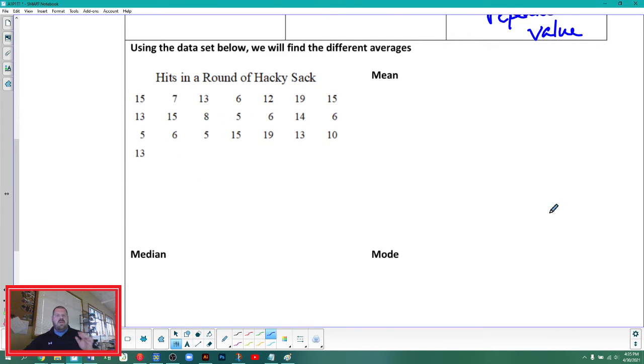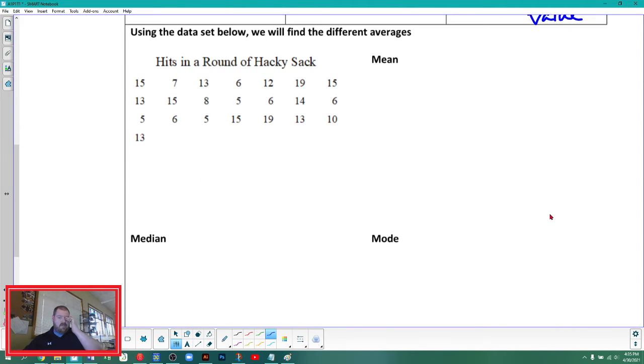All right, so for this first data set, I want to find the different averages. I want to find the mean, the median, and the mode. We have a big set of numbers. It might help to know exactly how many numbers, so let's count them. 1, 2, 3, 4, 5, 6, and there's 3 rows of 6, so that would be 18 plus 1. There's 19 total numbers.